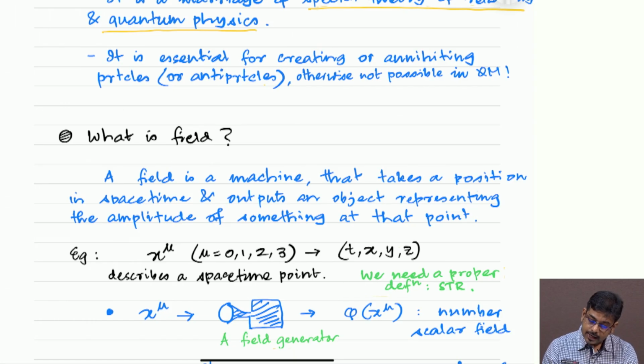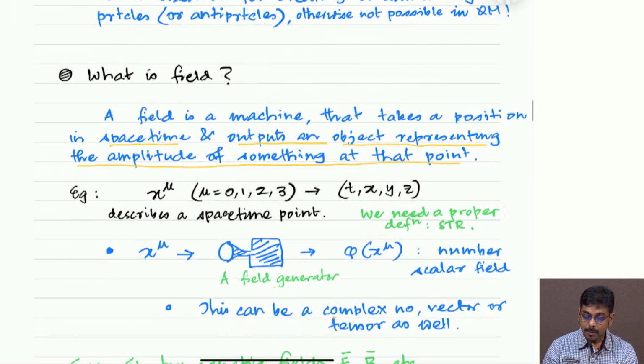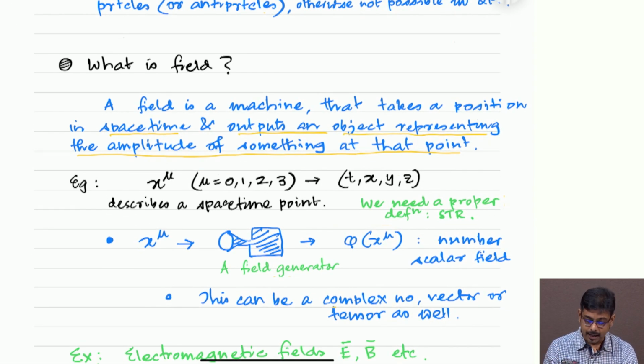We say that a field is a machine that takes a position in space-time and outputs an object representing the amplitude of something at that point. Okay? So, for example, how do you define the space-time? We are going to come to that in the next lecture.